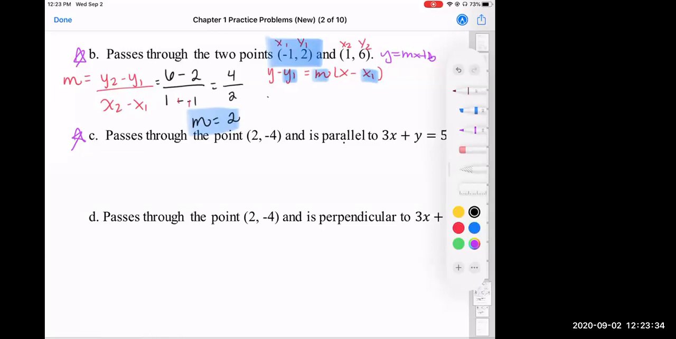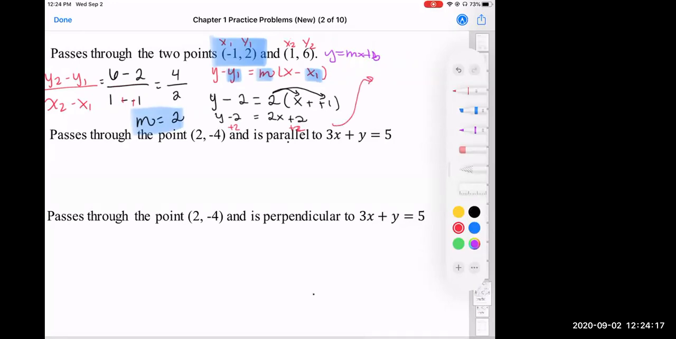Okay, if we continue, we're left with y minus my y1, which is 2, is equal to m, my m is 2, times x minus x1. x1 is negative 1. If you don't like negatives, you could have chosen that second point where you don't have negatives. They'll produce the same answer. All right, let's clean this up. So this is now a positive, right? Let's distribute in that 2. So we're left with 2x plus 2 and y minus 2. Okay, I need to get y by itself, so let's move the 2. Plus 2, plus 2. And we're left with y is equal to 2x plus 4. And that is our final answer.